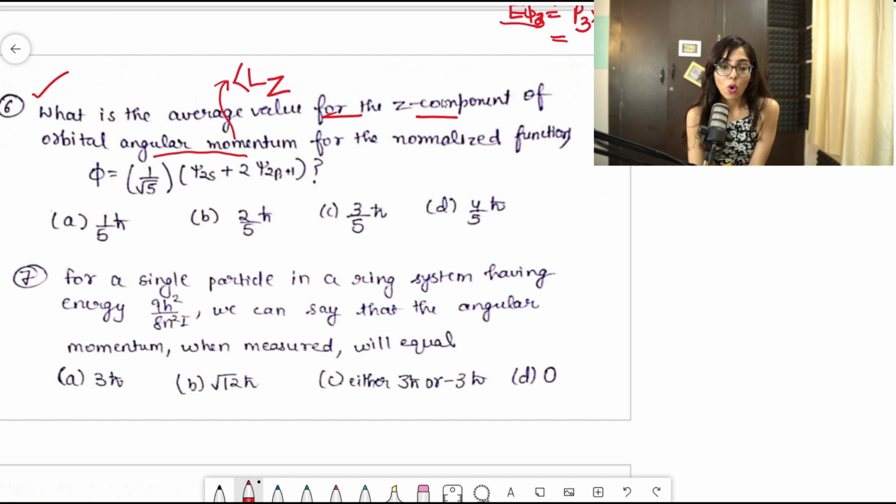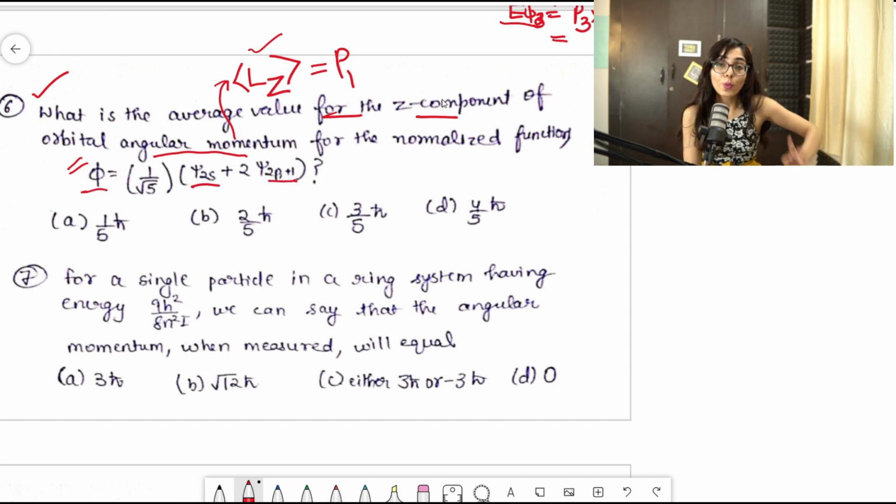Average value means you always denote average value like this. Clear? So you need to find what is Lz, and you know what is Lz, so that is P1, average value by superposition principle. Because can you see that this question belongs to superposition? First you will identify. So you can identify it because can you see that it is a sum of different orbitals? Whenever a sum of different orbitals or different wave functions comes, just assume that that question belongs to superposition principle. Clear? So okay, now I can assume that this question is from superposition principle.